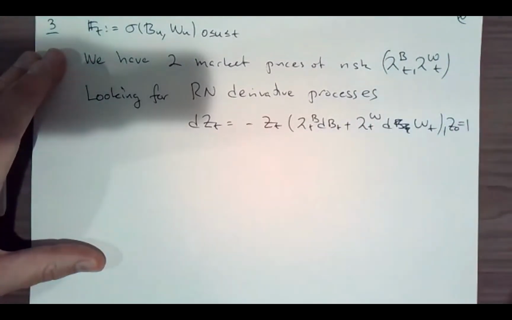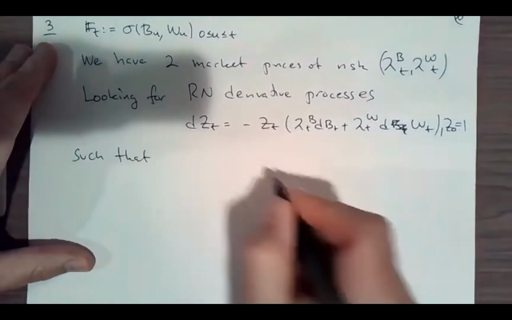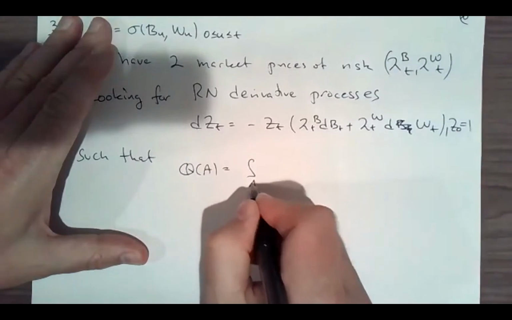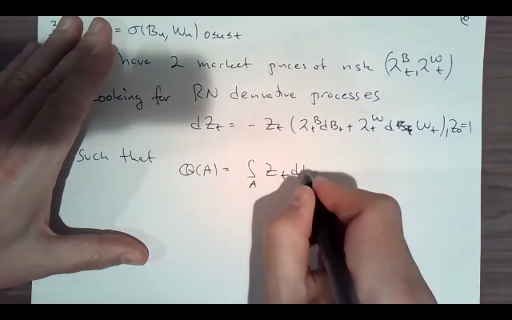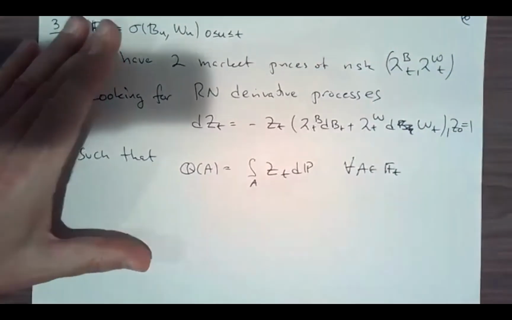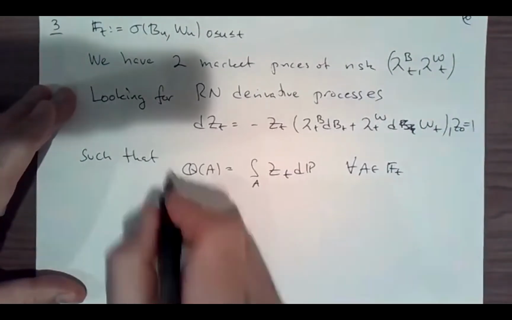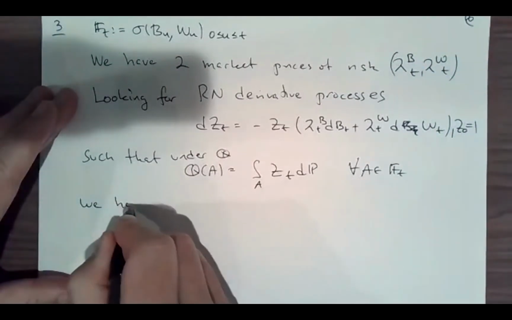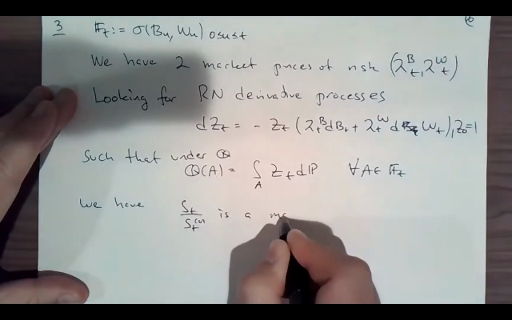You start out at 1, such that when I'm looking at Q on a set A, satisfying the property that CT is the Radon-Nikodym derivative with respect to P on any set in FT, such that this measure, such that under Q with this property, we will have that ST divided by the bank is a martingale.